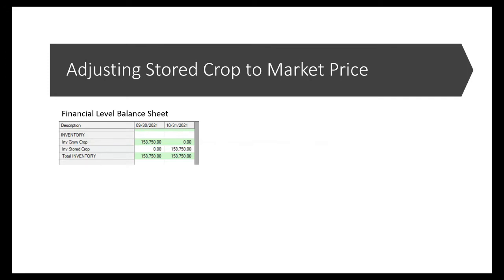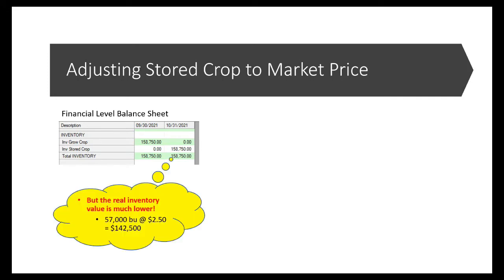So Joe was running his financial balance sheet, but he knew that the market price was much lower. Again, this is a case example. I was just making up numbers, so it may not be realistic. It's 250, but I wanted to show that our cost came in at 158,000, but when we put in our bushels times yield, or bushels times price, it's much lower. So how do we adjust it to the lower price, lower valuation?